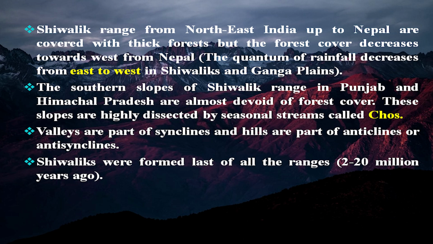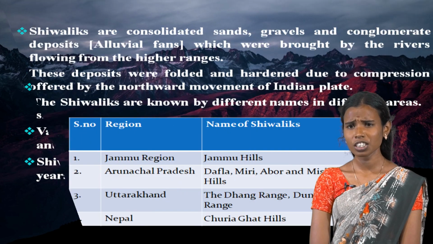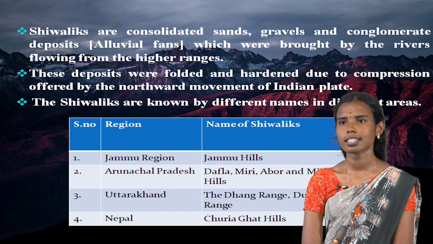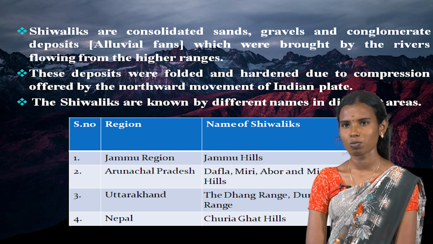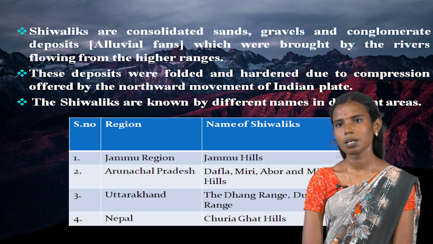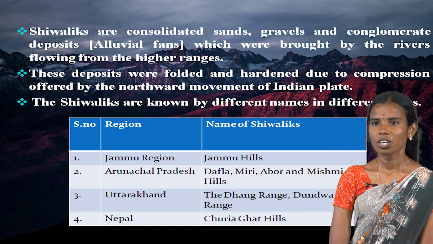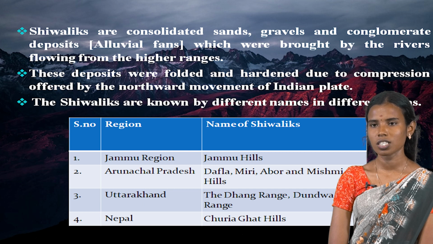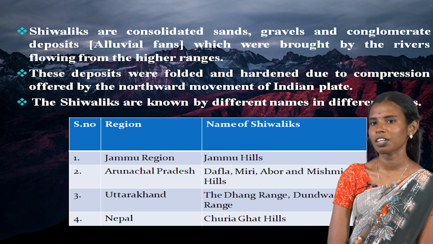The valleys are part of synclines and hills are part of anticlines of the folds. Shivaliks were formed last of all the ranges, between 2 to 20 million years ago. Shivaliks are unconsolidated sand, gravels and conglomerate deposits which were brought by the rivers flowing from the higher ranges. These deposits were folded and hardened due to compression offered by the northward movement of the Indian plate towards the Eurasian plate. These Shivaliks are known by different names in different areas.